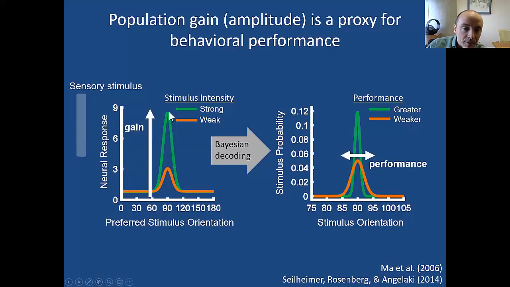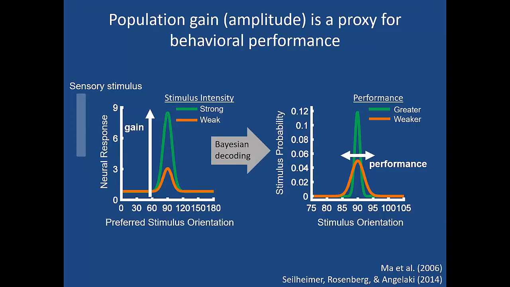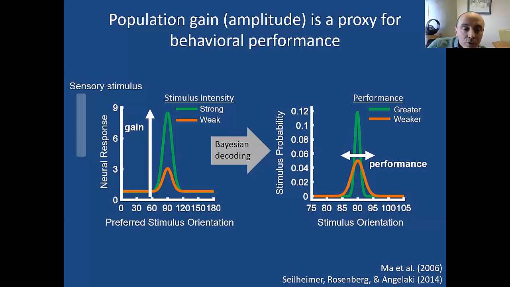So the gain of the population, how tall this response amplitude is, is directly related to the level of performance. Greater population amplitude, taller, narrower probability density functions, more accurate performance. Is that okay for everybody? Is that clear? In particular for the students? Yes. Great. Okay. So we can use the gain of this population activity as a proxy for behavioral performance.